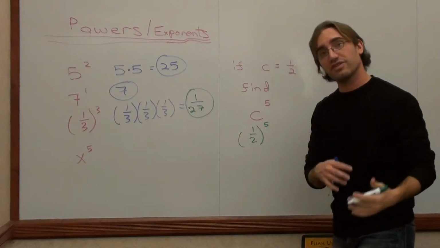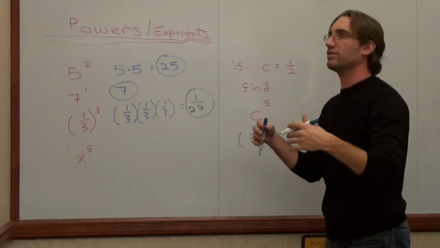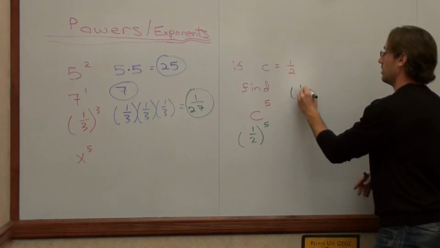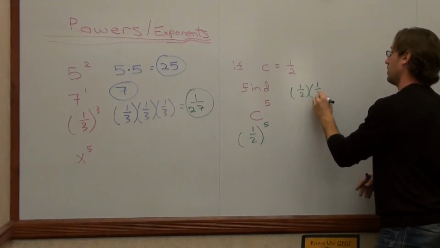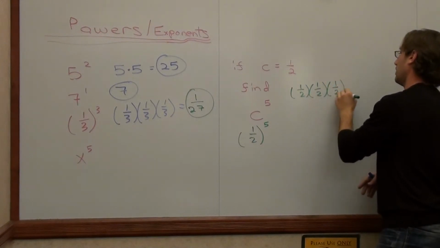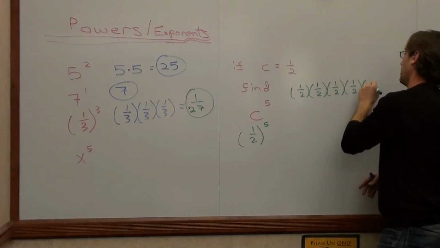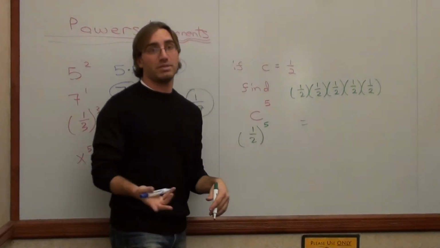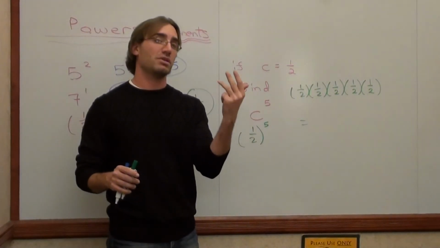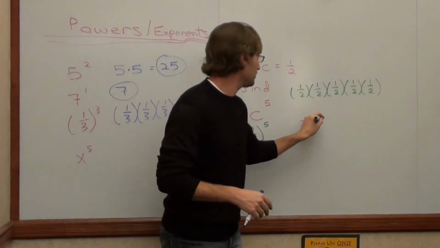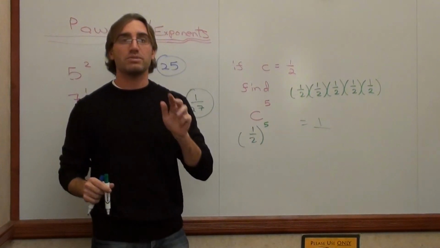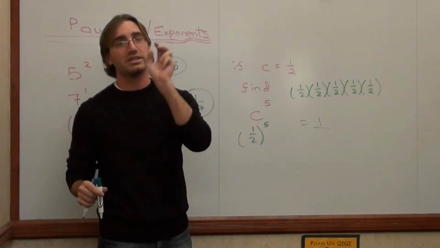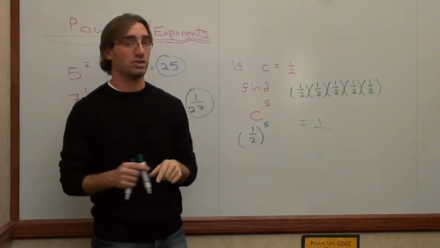So that's 1/2 to the 5th power, and you write out 1/2 times 1/2 times 1/2 times 1/2 times 1/2. It should be 5 times. The numerators you multiply all together, the denominators you multiply all together. 1 times 1 times 1 times 1 times 1, 1. 2 times 2 times 2 times 2 times 2. 2 times 2 is 4, times 2 is 8, times 2 is 16, times 2 is 32.